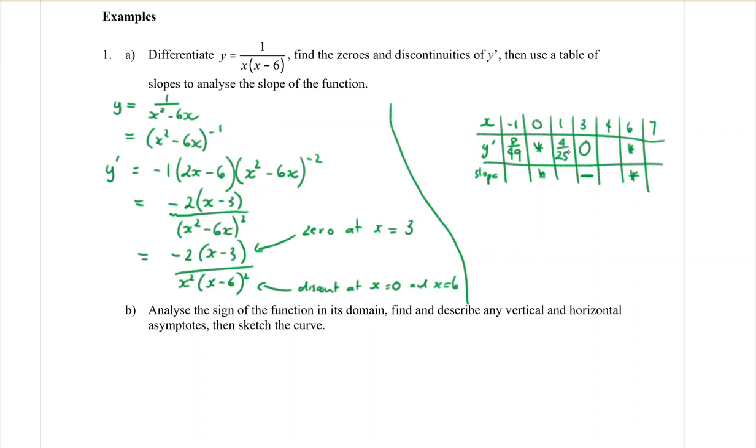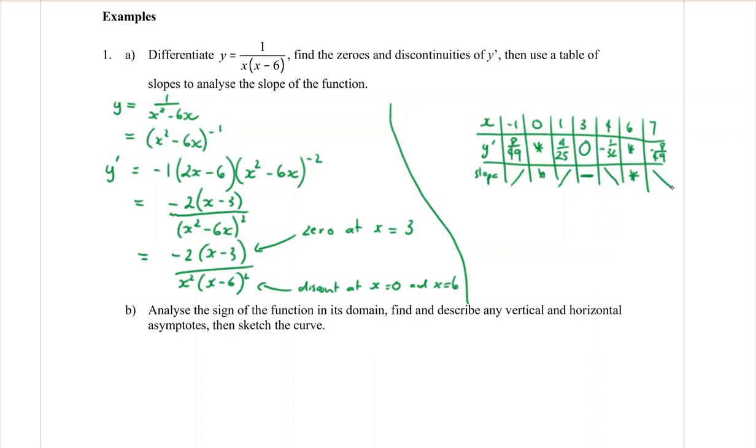Should I just tell you the other ones? So for 4, it is -1/32, and 7 was -8/49. Remember, it's not the size of the number that matters, but whether it's positive or negative. So 8/49 is positive, so we want to slope that one upwards. 4/25 is also positive, sloping upwards. -1/32, so going down, and another negative on the other side of that as well.